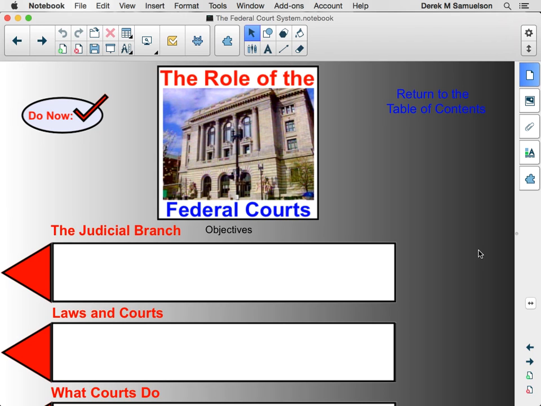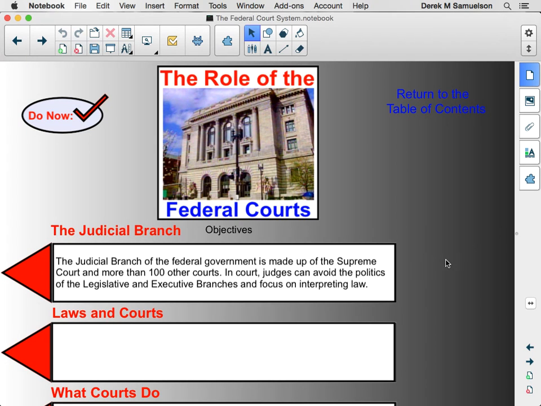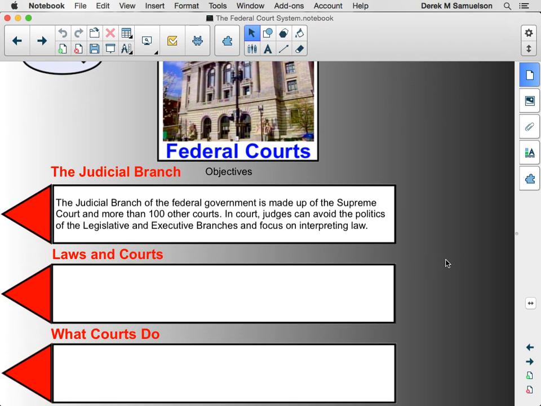And welcome to today's lesson on the role of the federal courts. We're going to be spending a little bit of time over the next few lessons with the judicial branch of government, which is our federal court system. Now, the judicial branch is made up of the Supreme Court. The Supreme Court is the big one, right up at the top of this pyramid. But there are more than 100 other courts that are federal courts in our federal judicial system.